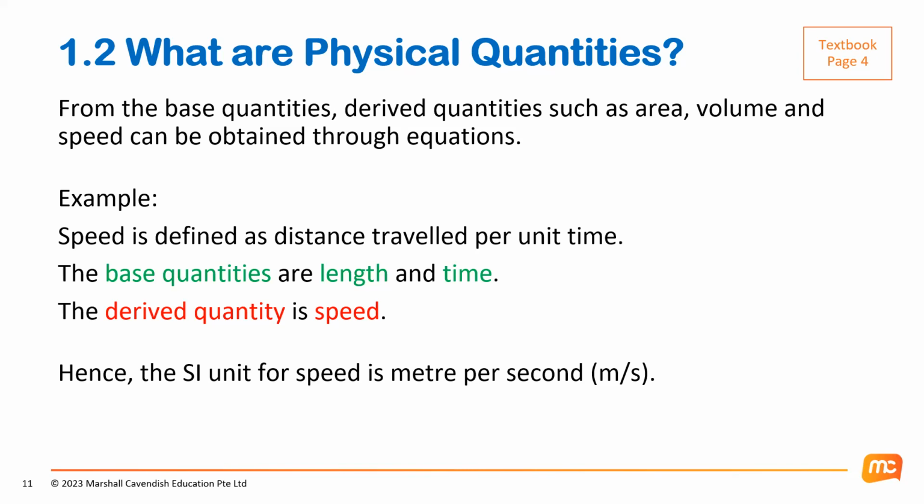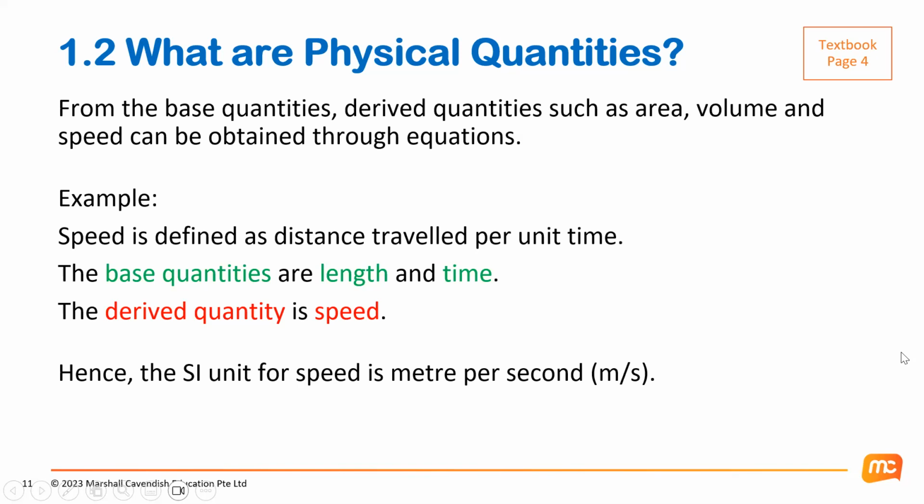So for example, speed. Speed is actually distance per unit time, or distance over time. So the base quantities for speed are length, which represents distance, and time. So we could say that speed is derived from the base quantities of length and time, and because speed is a derived quantity, the SI units are derived from their base quantities. Distance is in meters and time is in seconds, so it's meters per second. Just take note for physics.